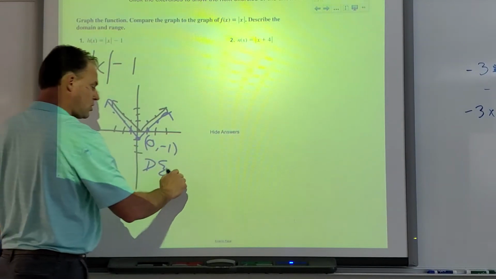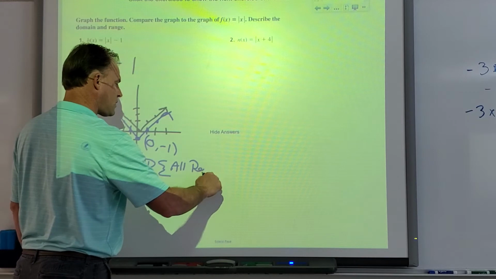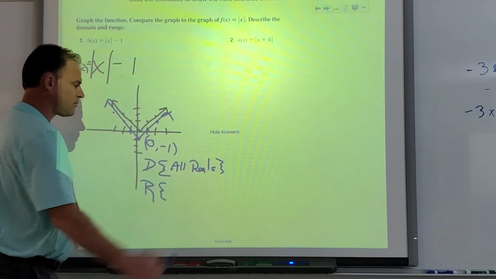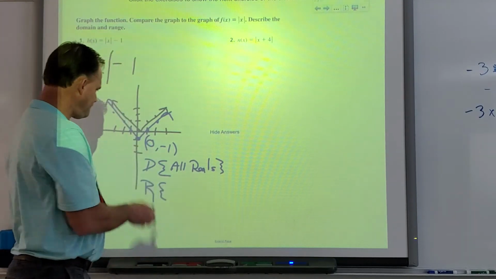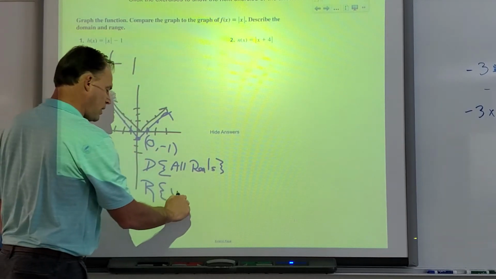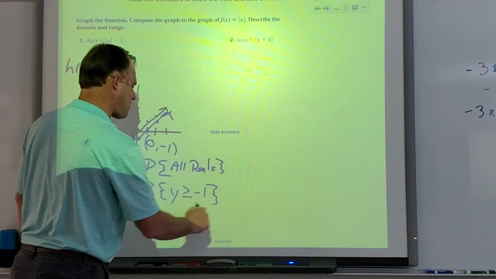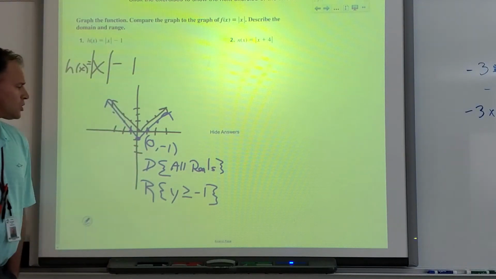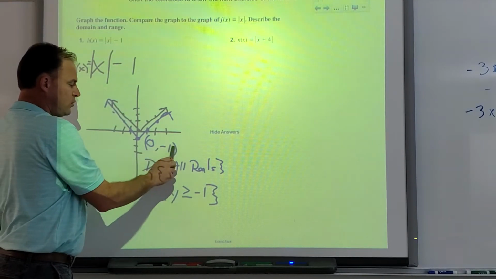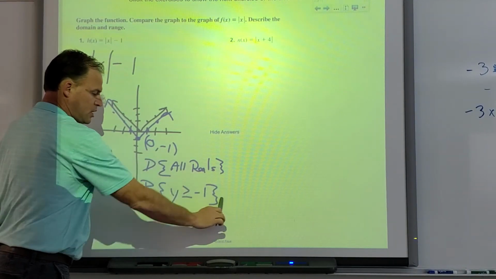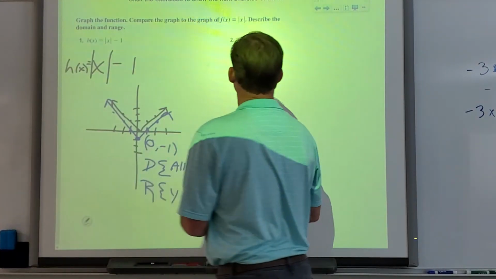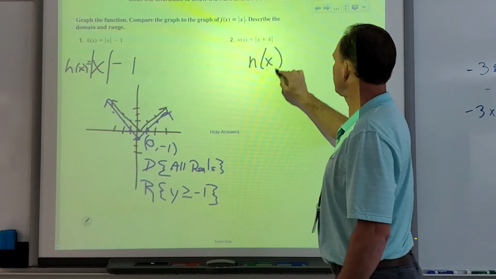What is my domain? All the x's are still the domain. What's my range now? A little different. What's the lowest value? Right here. So now it's everything bigger than negative 1. There you go. So, shifted us down 1. Here's my new vertex. Domain hasn't changed, but my range did. Let's do this next one.